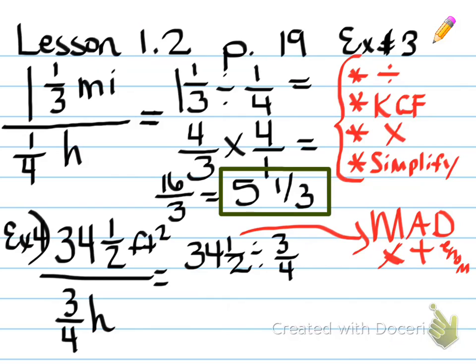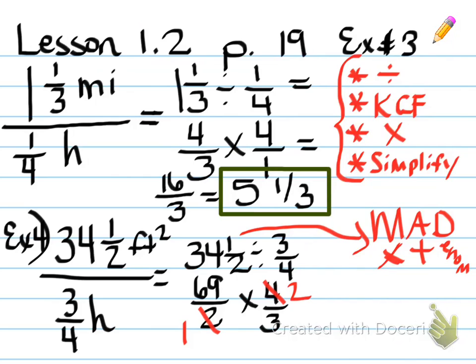Okay, so I'm going to go here and say 34 times 2 is 68 plus 1. So I've got 69 halves. I'm going to go ahead and start my keep, change, flip. And so this is going to be 4/3. I am able to do some cross simplifying. The 2 and the 4 is easy.